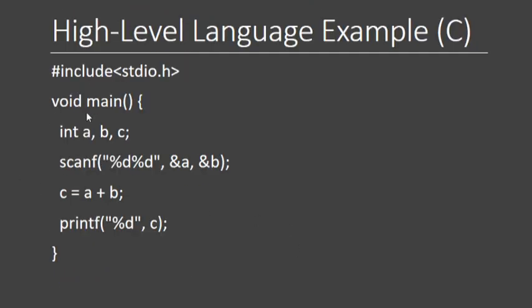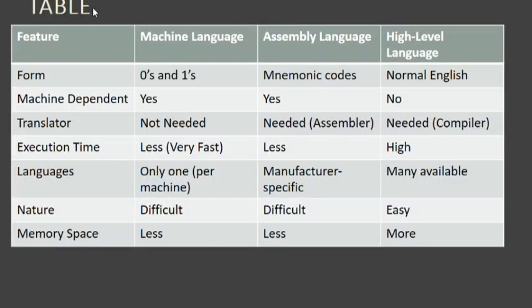So this is high level language. I wrote void main, int a, b, c. So we need a compiler to convert high level language into machine level language. Finally, this is the computer language comparison table. First, machine dependence: machine language is machine dependent, assembly language is also machine dependent, but C, a high level language, is machine independent, and you can write in normal English.